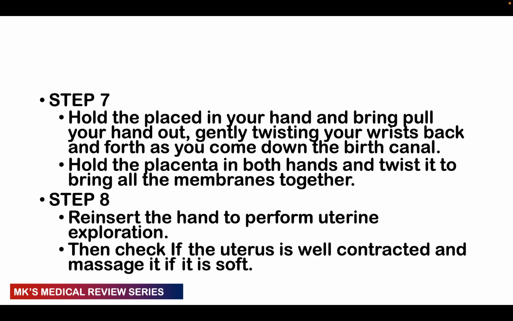So you hold the placenta in your hand inside there, and as you're coming out, you make these twisting movements back and forth through the birth canal. Then you hold the placenta in both your hands and you twist it together at the membranes. When it comes out, make sure you remove everything to prevent leaving anything behind. You reinsert your hand inside and you explore the uterine cavity to see that you haven't left any accessory lobes or any pieces inside the uterine cavity. Then you should check if the uterus is well contracted and massage it if it's soft.